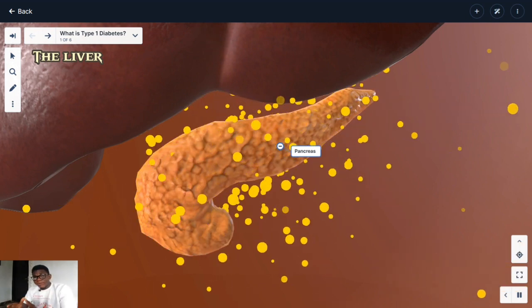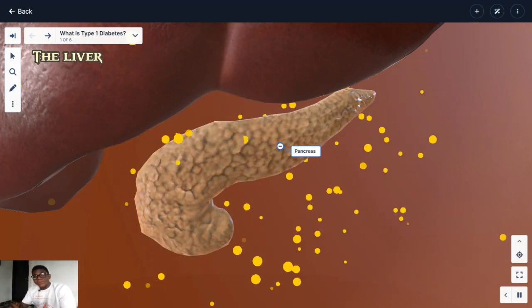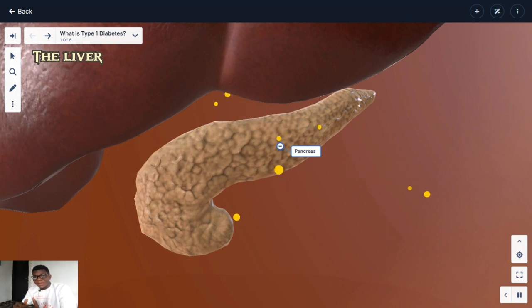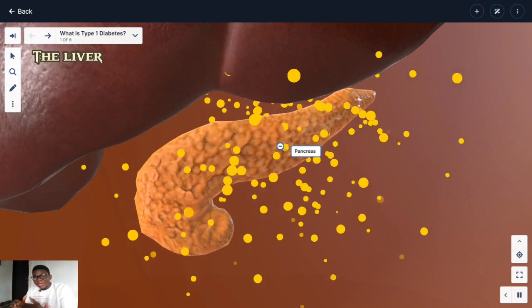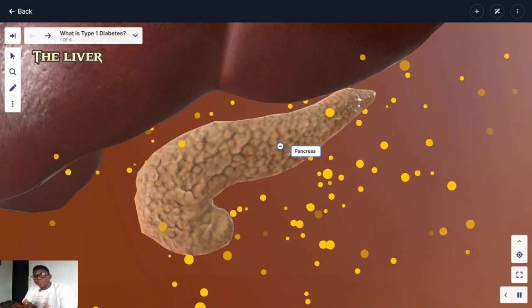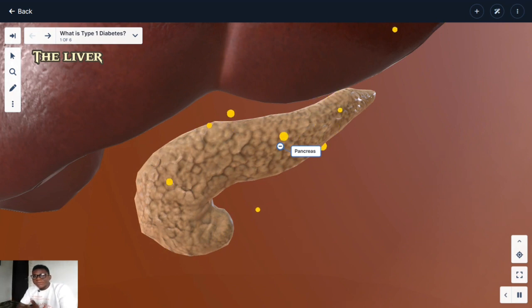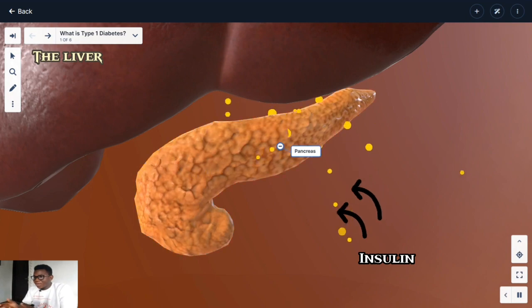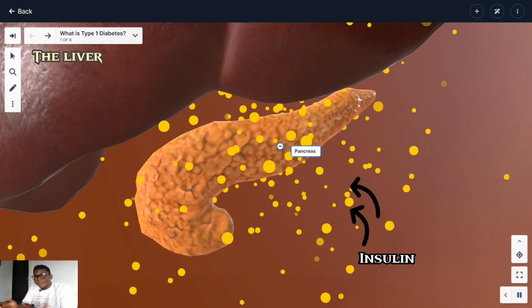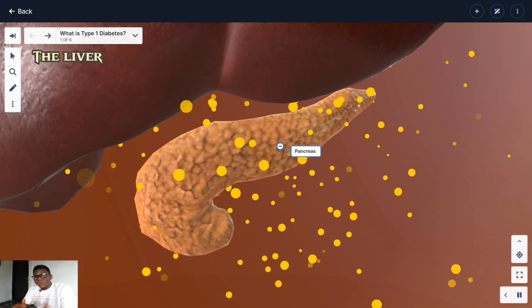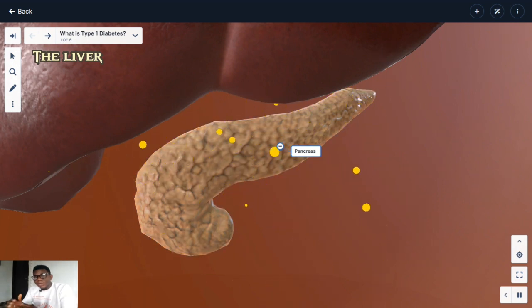So the immune system destroys the cells, that is the beta cells in the pancreas, which are responsible for producing insulin, and as a result, insulin levels are low. This is type 1 diabetes. Now, these yellow substances you can see coming out from the pancreas are representing insulin, which is the hormone responsible for regulating blood sugar levels and also energy metabolism.